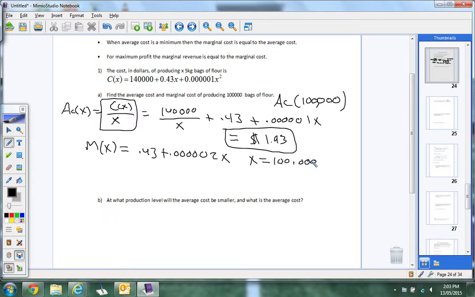Okay, so then we're going to put 100,000 into it. That's the derivative of the cost equation. So this is the same thing as C prime of x. Marginal derivative. Okay, now we plug in the 100,000 again, and then for marginal, we are going to get 63 cents per bag.